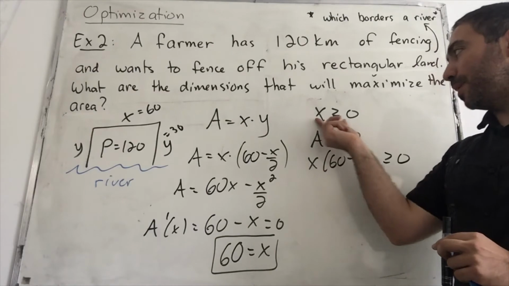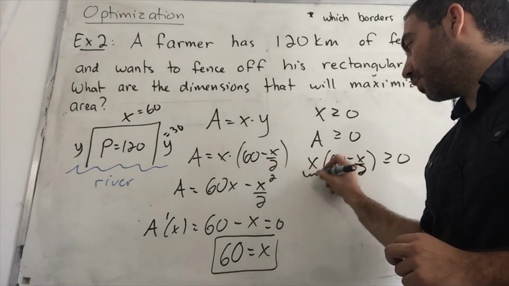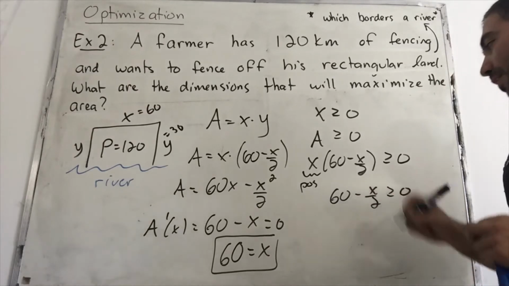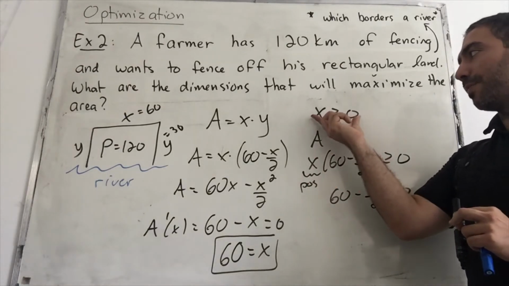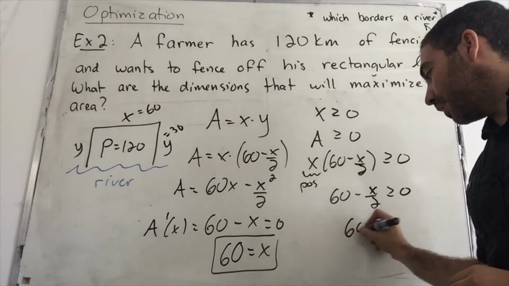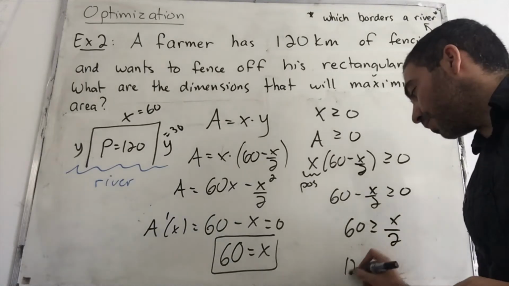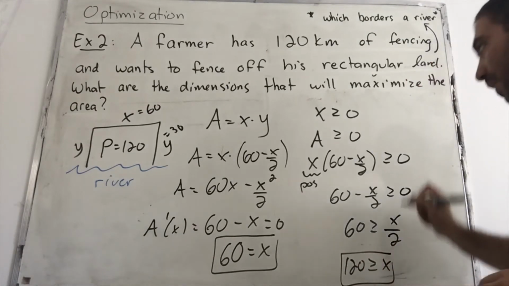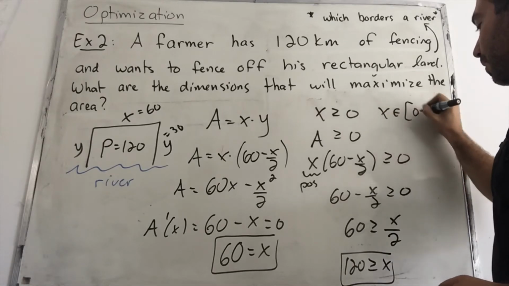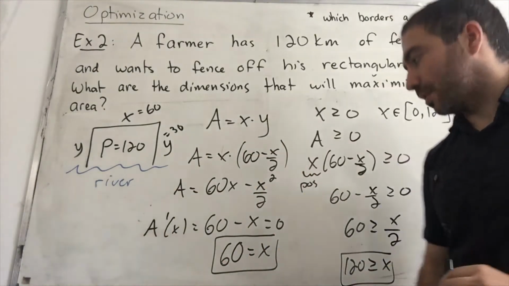And we know that already x has to be positive. So this part is positive. So in order for this statement to hold, we need the (60 minus x) over 2 to be positive. This part's positive because of our first statement, the fact that x has to be greater or equal to 0. Next, what we have is this statement. Let's bring the negative x over 2 over. We get 60 is greater or equal to x over 2. Multiply both sides by 2. x has to be smaller than 120. This tells us that x lies in between 0 and 120 in order for this statement to hold, so as not to have negative areas or negative distances.